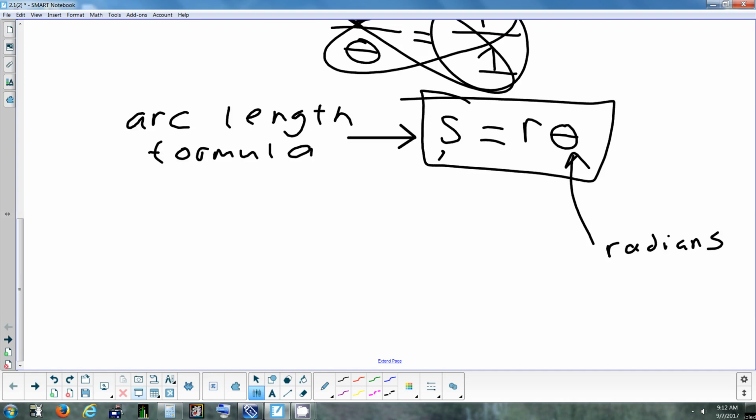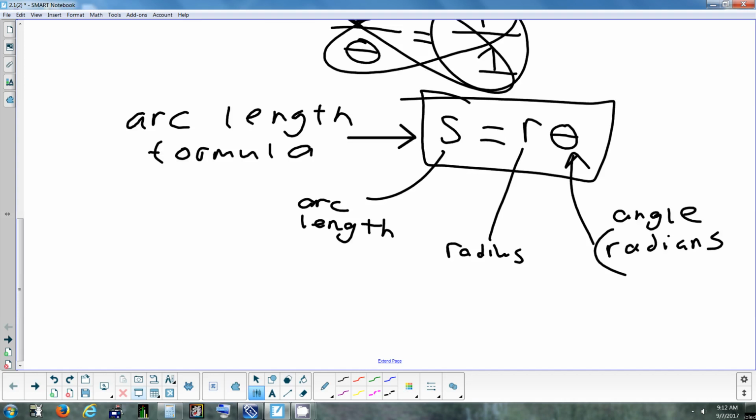Okay, so S, that's your arc length. And R is your radius. Yeah, radius. Okay, and theta, that represents your angle. And again, we already said that it's in radians. Okay, any questions on that formula? Okay, now we'll use it to try some different problems.